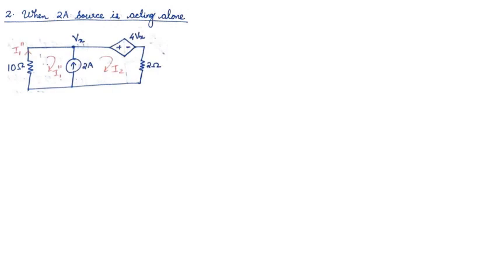Then the second step, consider the 2 ampere source alone. While considering the 2 ampere source alone, replace the voltage source with a short circuit. So the diagram will be like this. Now our aim is to find out this current I1 double dash. In order to find out this current, we are using the mesh method. Now two mesh currents, I1 double dash and I2, are marked like this.